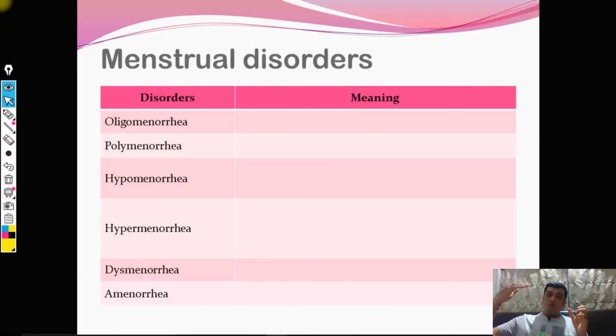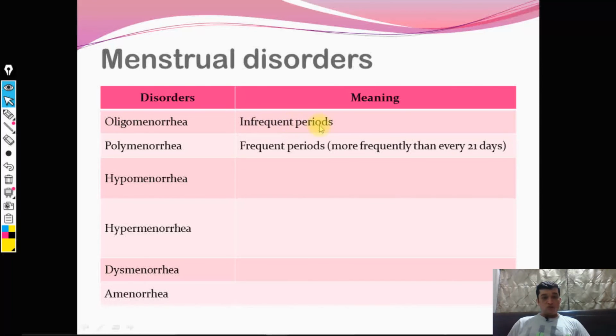But if a molecule is having maybe 7 or 8 sugar molecules, what you call it is not a polysaccharide, it is an oligosaccharide. Okay, just like that, if there are infrequent menstrual cycles, where the frequency is not too high or not too low, if it is irregular, then it is called oligomenorrhea, right.